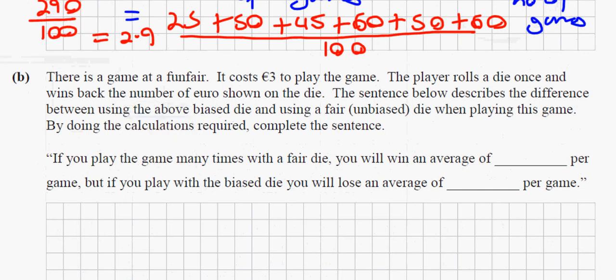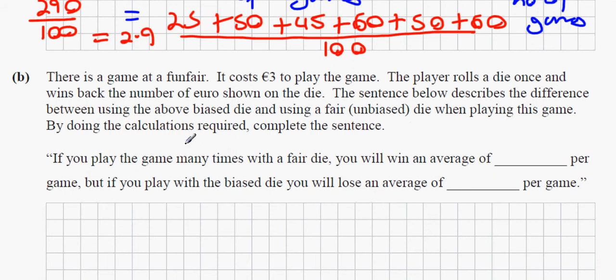there's a game at a fun fair. It costs €3 to play the game. The player rolls a die once and wins back the number of euros shown on the die. The sentence below describes the difference between the above biased die and using a fair unbiased die when playing this game. By doing the calculations required, complete the sentence.